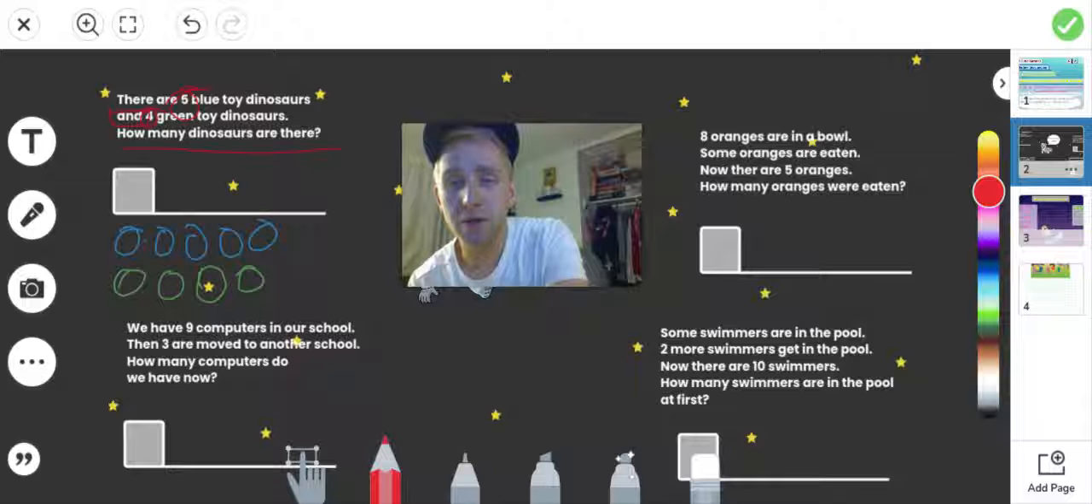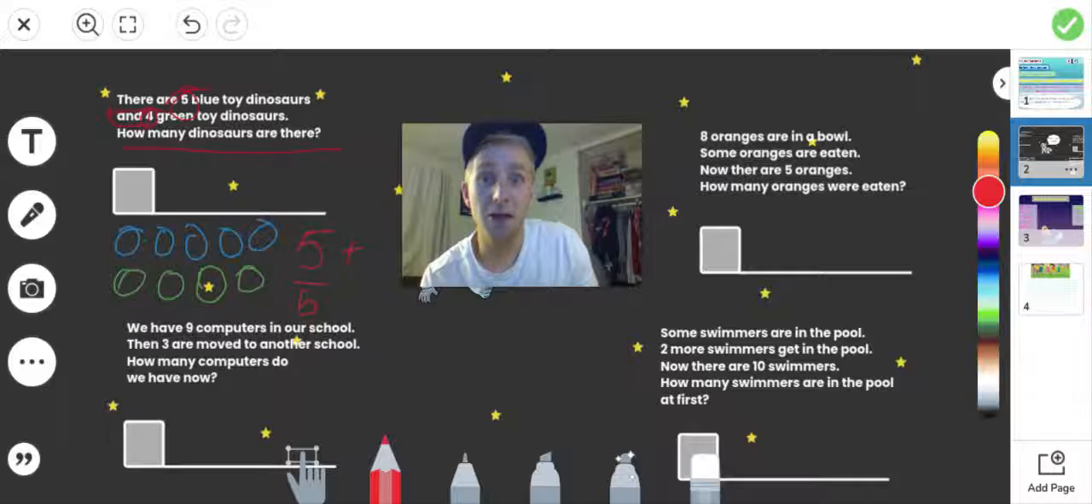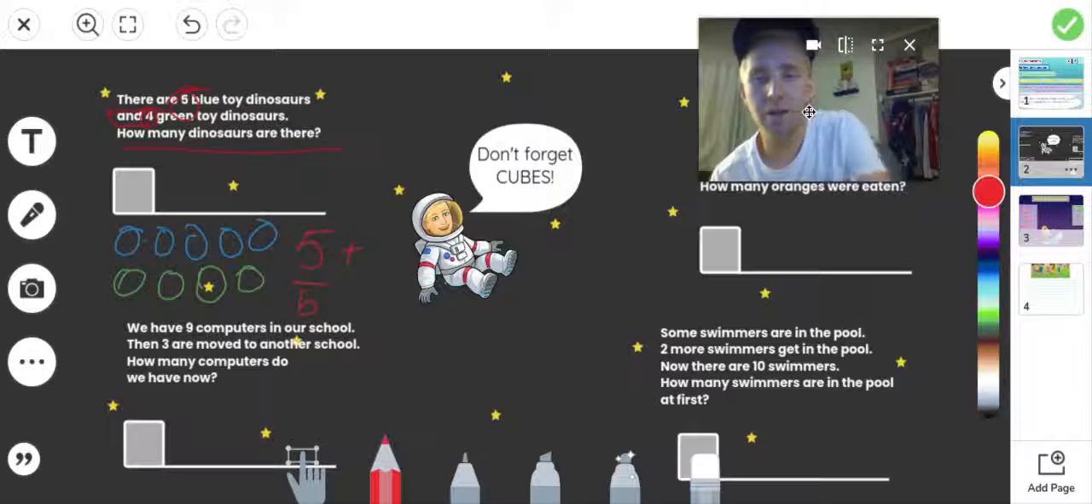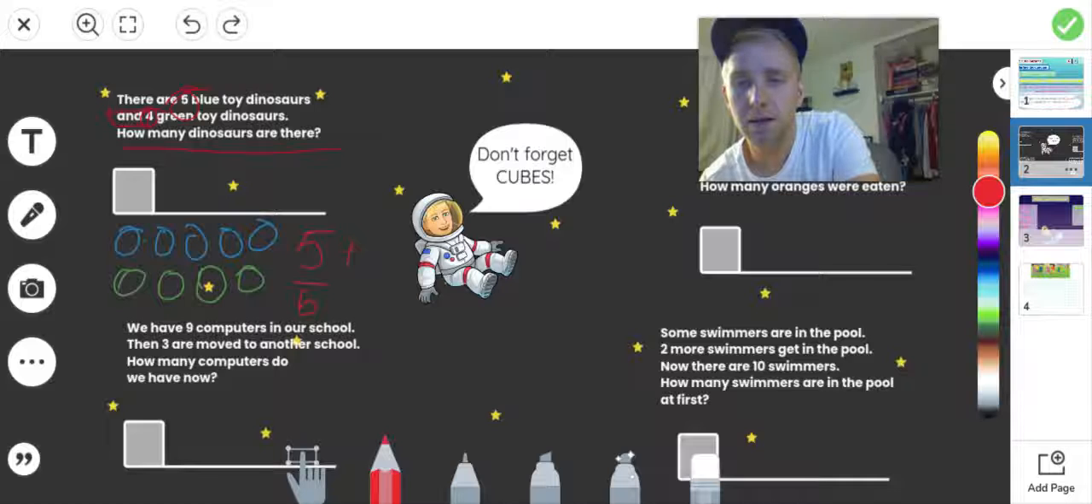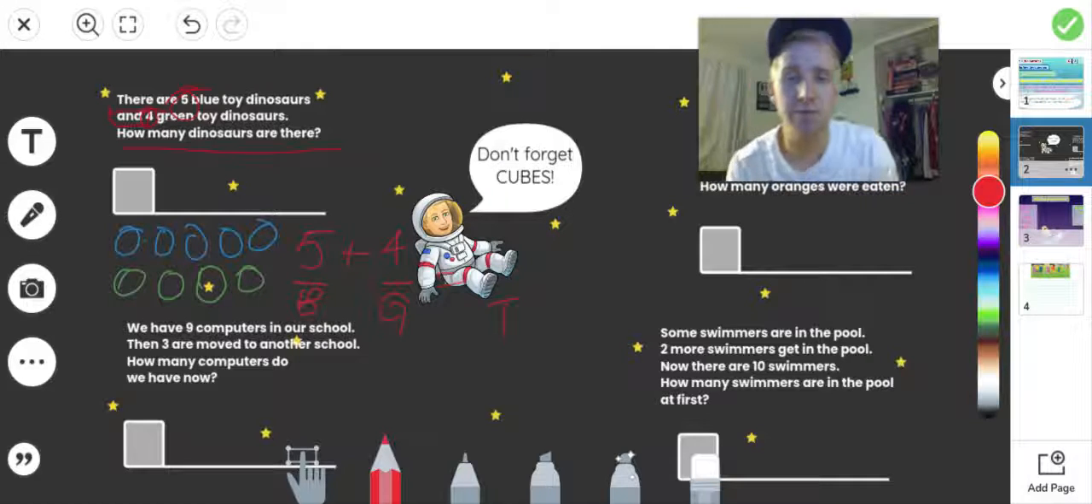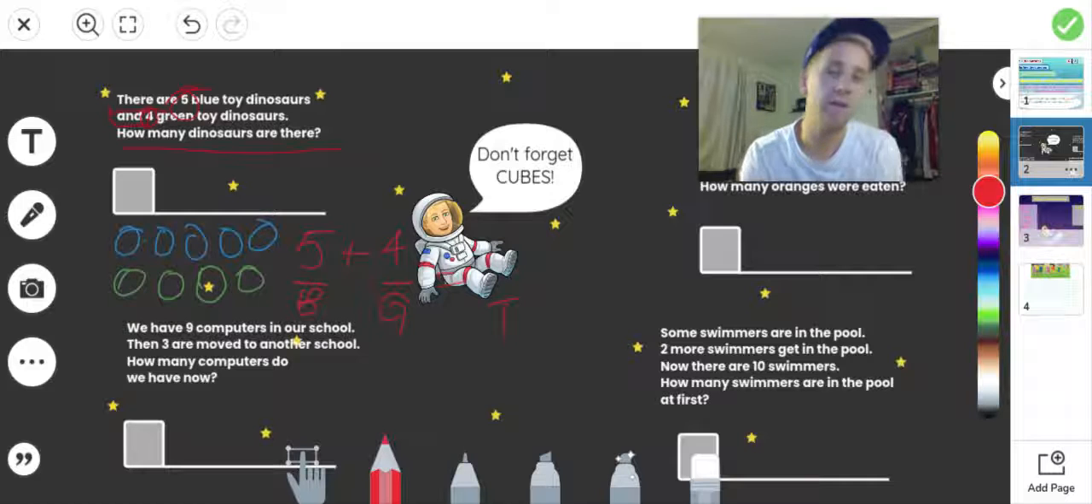So I'm going to say that I have 5 blue dinosaurs plus, let's move me out of the way here, plus, sorry, first graders, let's get rid of this. This is supposed to be B plus, looks like we've got 4 green dinosaurs, and it wants us to know how many we're going to get all together, our total. So let's add up the picture I just drew and see if we can figure it out.